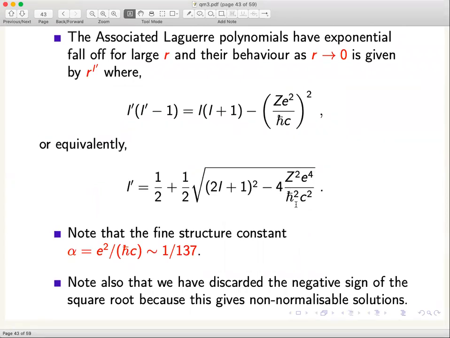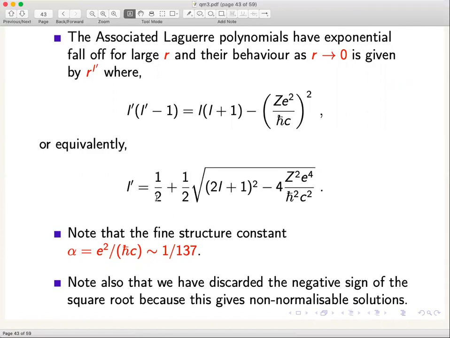I just want you to pay attention to this factor, which is e squared upon h bar c. This is what is called the fine structure constant, and this number is known. This number is 1 over 137. So in this square root, the second term is just 4 times Z squared times alpha squared. That is the expression.